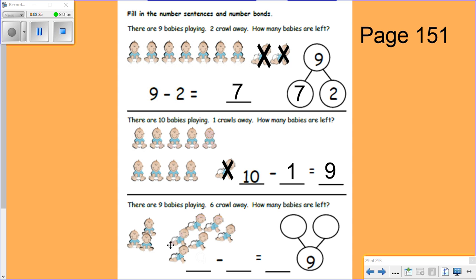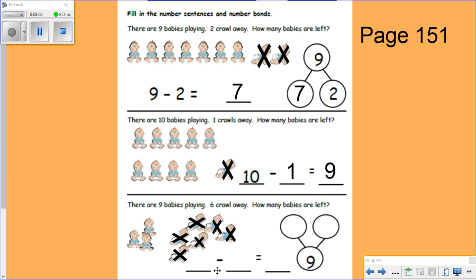Okay, I hope you're ready to check your work. There are 9 babies playing, 6 crawl away. How many babies are left? So we have 9 babies. Let's put an X on the 6 that are crawling away. So hopefully you have an X on all of those babies crawling away.